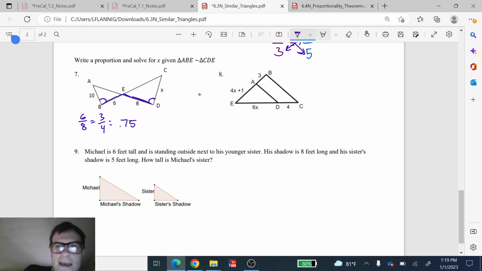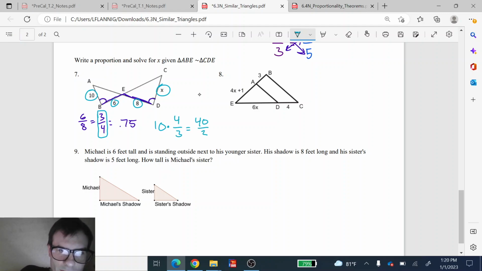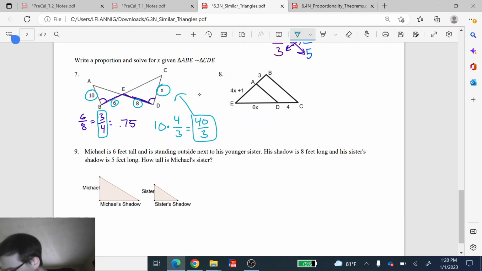So I know I have this 10 right here, and I want to find x. So all I have to do is take 10 and multiply it by the scale factor. And I know I'm going from the small triangle to the big triangle because I know 6 is smaller than 8. So I have to multiply it by the factor that's greater than 1, which is the reciprocal of this 3/4, because 3/4 is smaller than 1. So we multiply it by 4/3, and we'll get 40 over 3. That's the number that will go in this expression right here. And if you wanted the decimal that goes along with that, that's like 13.3 repeating.